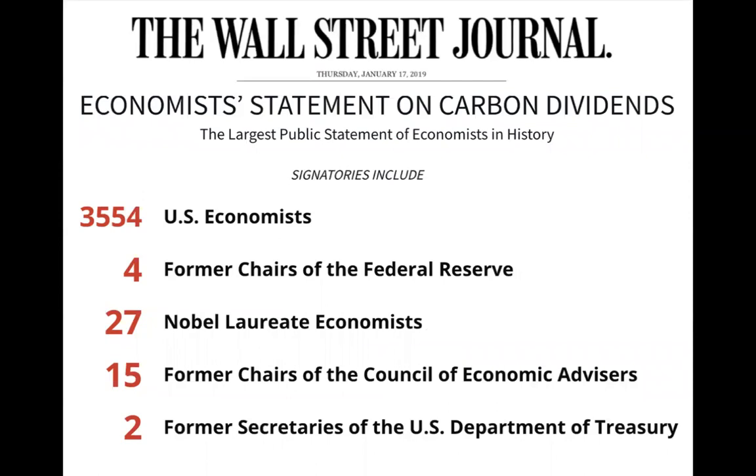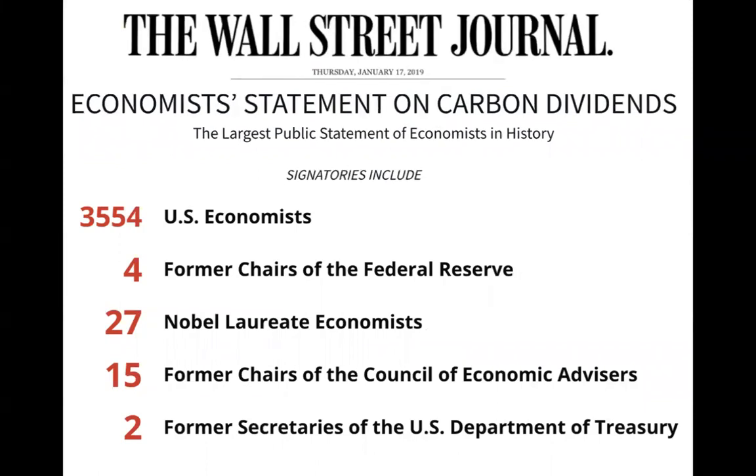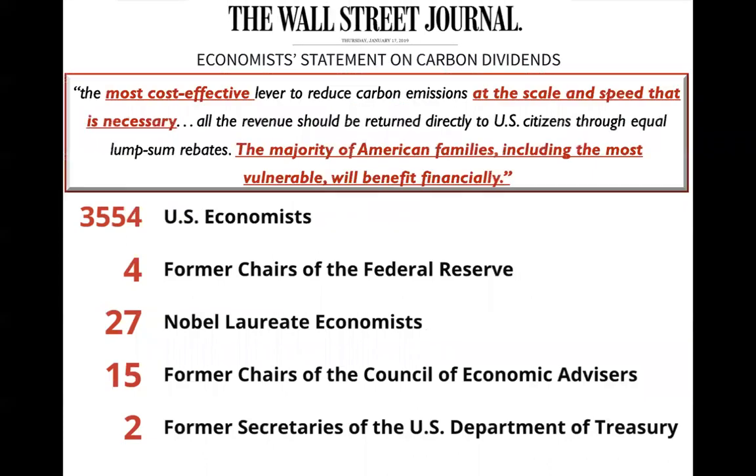3,550 economists, every chair of the Federal Reserve from Obama's back to the Carter administrations, so I'm referring to Bernanke, Volcker, Yellen, and Greenspan, Nobel laureate economists and these others signed a statement saying that a steadily increasing tax is, quote, the most cost-effective lever to reduce carbon emissions at the scale and speed that is necessary. All the revenues should be returned directly to US citizens through equal lump sum rebates. The majority of American families, including the most vulnerable, will benefit financially.